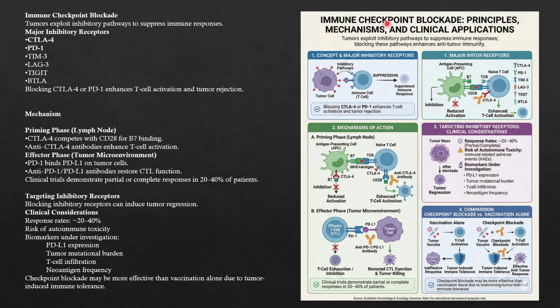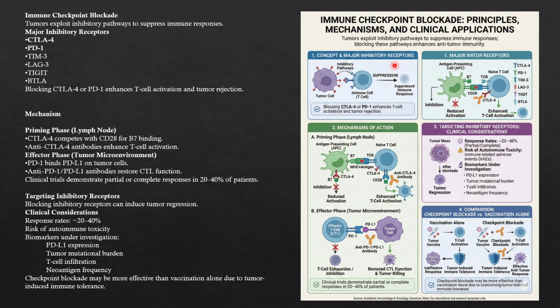This is followed by the immune checkpoint blockades, where the different principles, mechanisms, and clinical applications are discussed here. So the concept of the inhibitory receptors is that the tumor cells have inhibitory pathways for the immune cells or the T cells, and they suppress the immune response. The major emitters of the ligands for the receptors are the antigen presenting cells, which inhibit and reduce the activation.